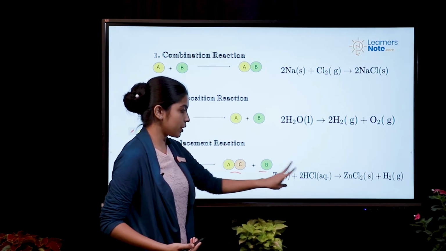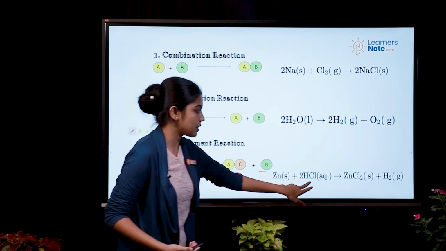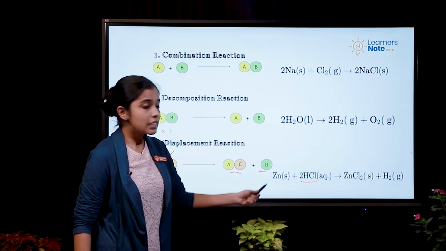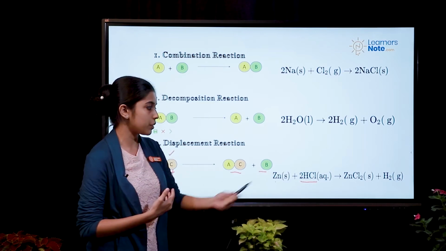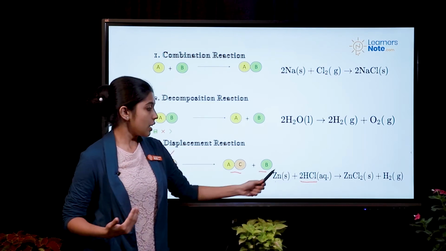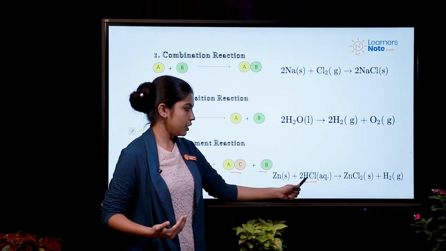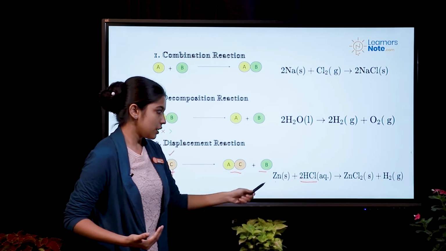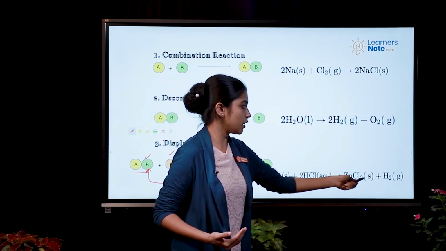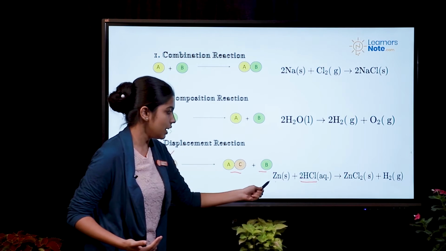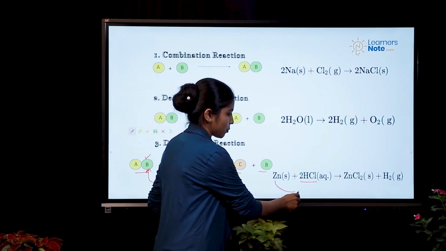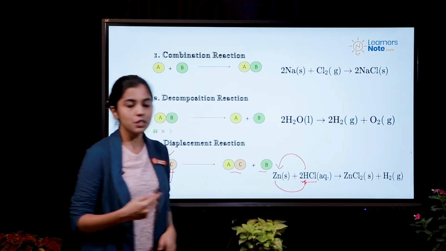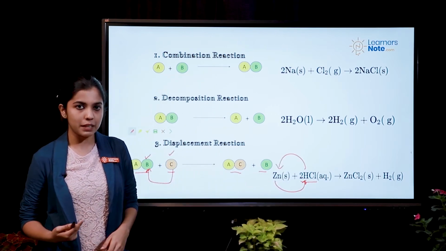So here you have two reactants, zinc and an acid, which is HCl. Zinc is a more reactive component compared to hydrogen. So zinc will displace hydrogen and hydrogen will be the other product that you get. Here you will get the products zinc chloride and hydrogen. Zinc is coming and sitting in the position of hydrogen and hydrogen is left out. So that is what happens during a displacement reaction.